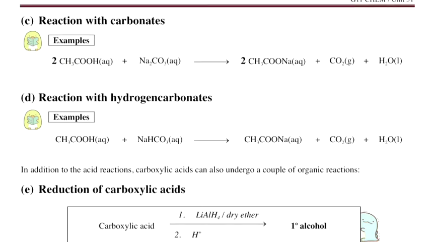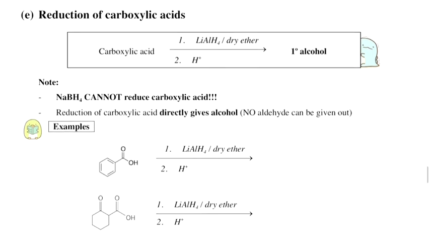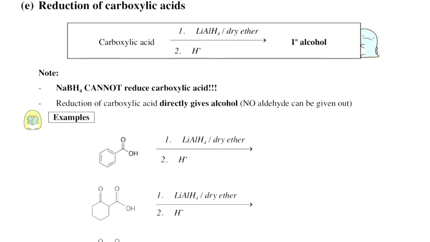And the final reaction we are going to talk about here is the reduction of carboxylic acid. Remember, in the previous lesson when we talked about the reaction of alcohol, the primary alcohol can be oxidized to aldehyde, and then aldehyde can be further oxidized to carboxylic acid. So here, if we have carboxylic acid, then we can do the other way. The reaction can go from carboxylic acid to a primary alcohol.